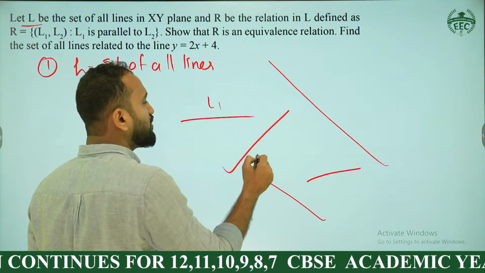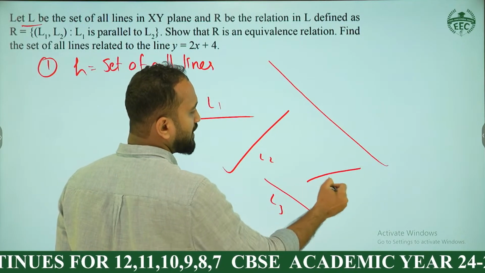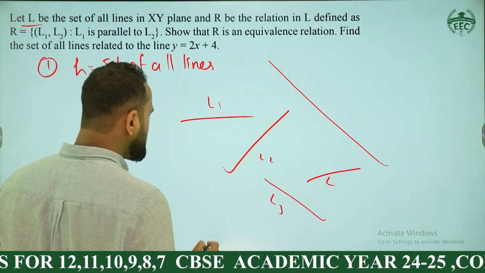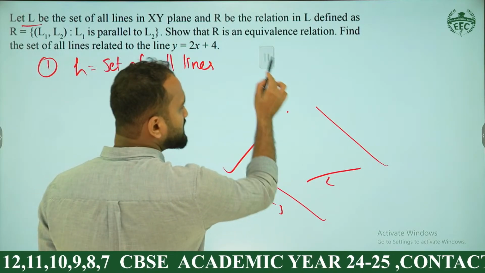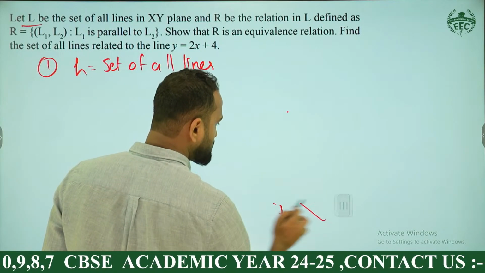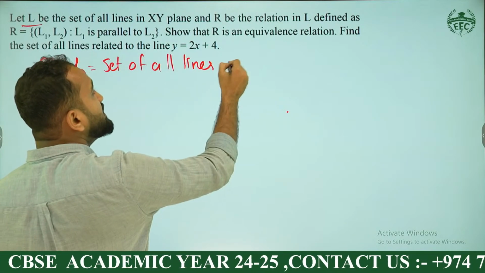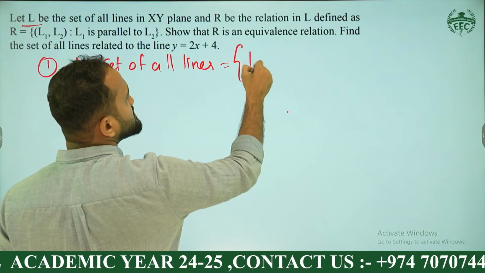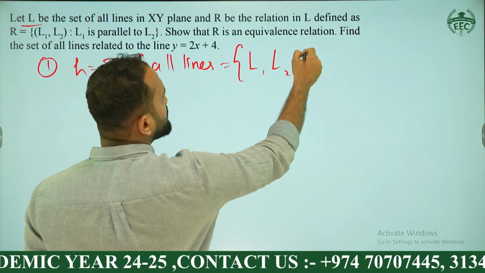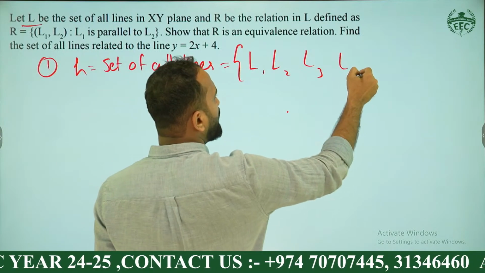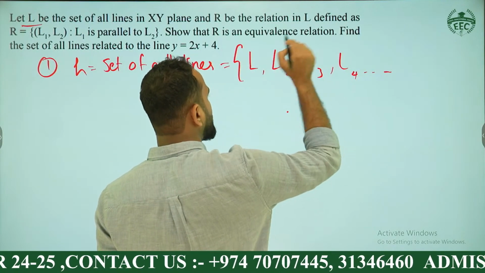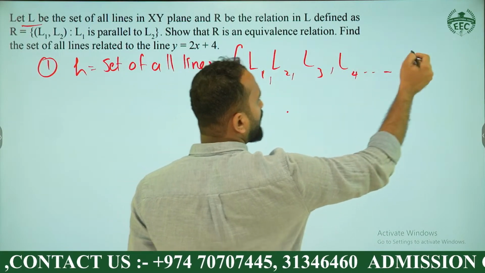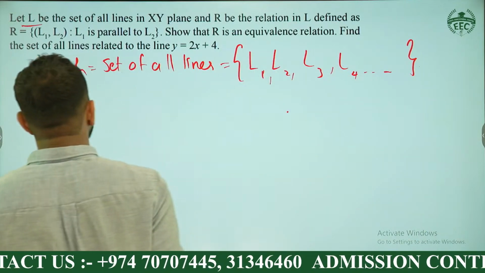First one you can call L1, second one L2, L3, L4, L5, etc. So in general, I can say that this set contains, what are the elements? L1, L2, L3, L4, etc. as their elements.